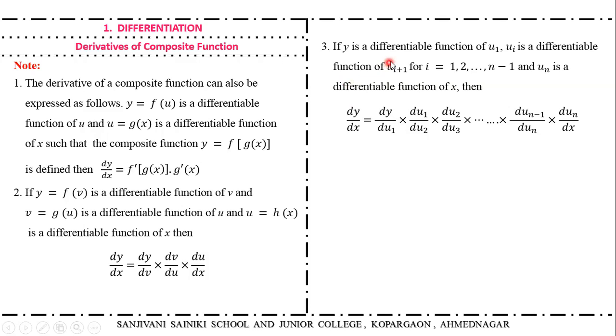The third note says that we can continue this differentiation for many n differentiable functions u i plus 1, i from 1 up to n. They are all differentiable functions. So dy by dx is the derivative of y with respect to u1, derivative of u1 with respect to u2, derivative of u2 with respect to u3, derivative of u n minus 1 with respect to un, derivative of un with respect to x. So this is just like a chain, and that's why we call it the chain rule.